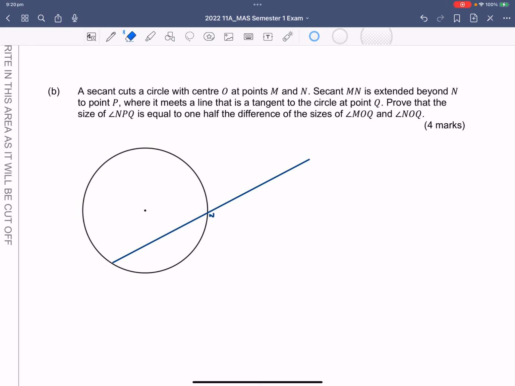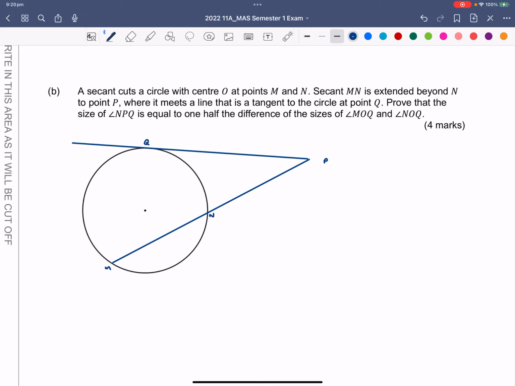MN is extended beyond N, just like I've done it, to point P, where it meets a line tangent to the circle at point Q. So I'm just going to draw something like this, so that I draw something tangent to the circle at point Q. Yep, so it's tangent to the circle at point Q, so that's point Q.